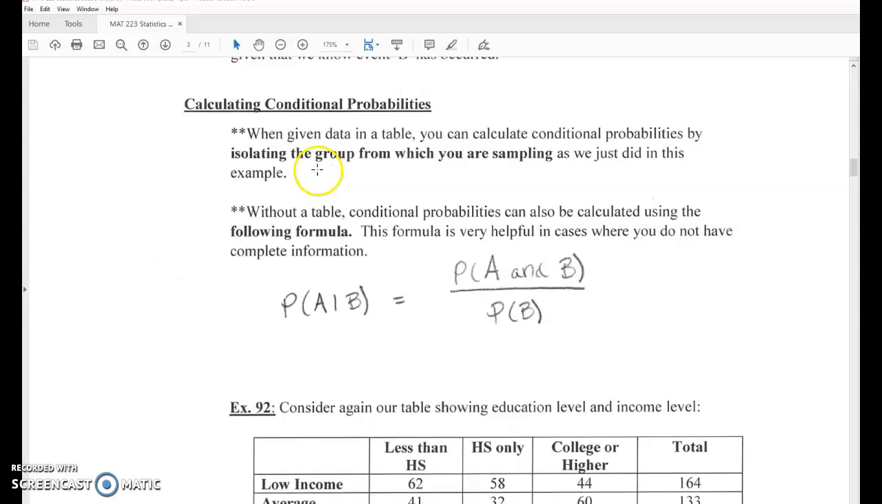Okay, so how do you calculate conditional probabilities? When you're given data in a table, you can calculate the conditional probabilities by isolating the group from which you're sampling, as we just did in this example. Without a table, though, often it's nice to have a formula. So if you think about that Venn diagram, we've reduced our sample size to just event B. So we want that intersection again, which is the probability of A and B, but then just divide it by the reduced sample space, which is the probability of B. So the probability of A given B is equal to the probability of A and B divided by the probability of B.